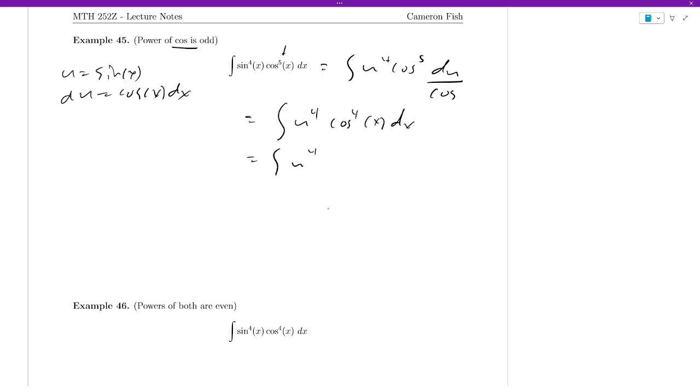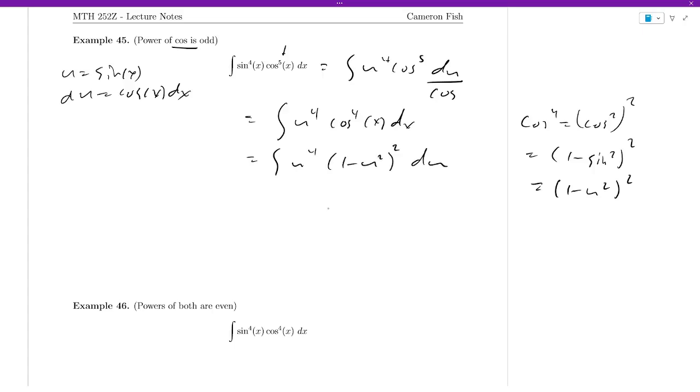But now cosine to the 4 is cosine squared squared, and cosine squared is 1 minus sine squared. But because we said u was sine, this is 1 minus u squared squared. So we have 1 minus u squared squared du. This should be a u, sorry. Okay, so now we're almost done.